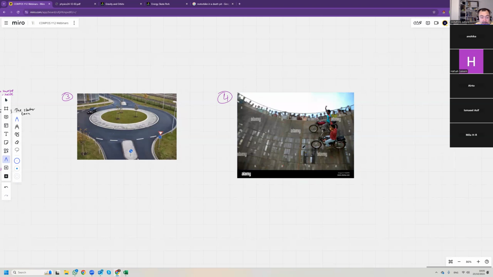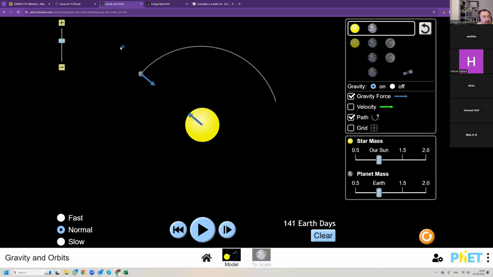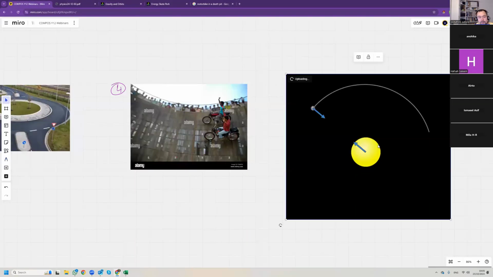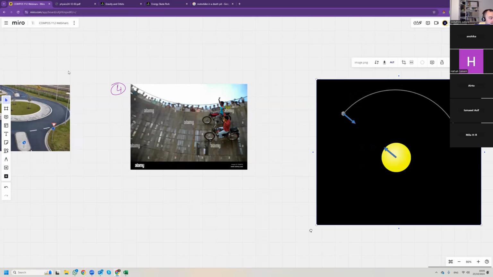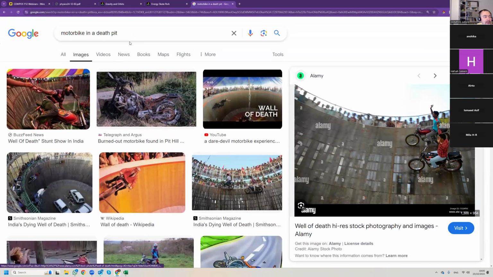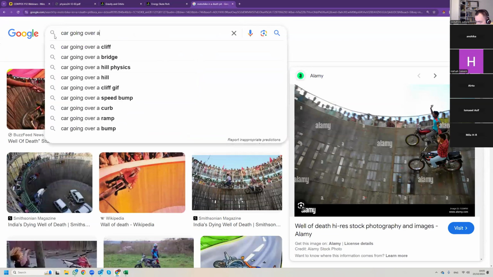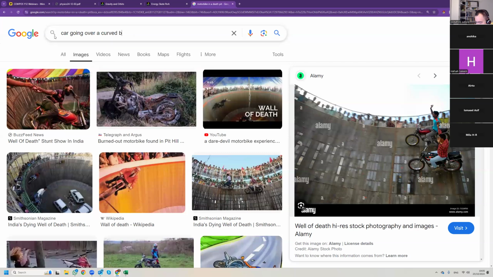Planets in orbit. Yeah, that's a good one. We already have this one. So that's 5 examples. I'll just want to add one more, which is a very important one: a car going over a curved bridge.